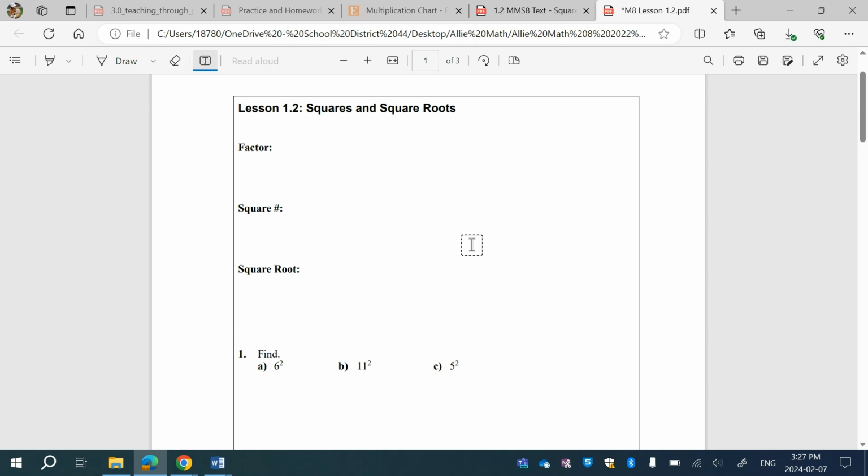Hello everybody, here we are, 1.2 squares and square roots. We'll start with a few definitions, and I will type them so you don't have to read my writing.